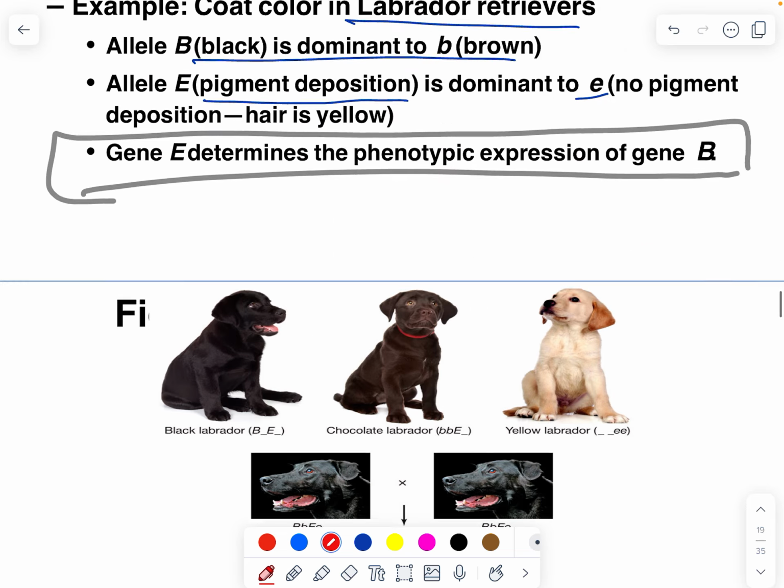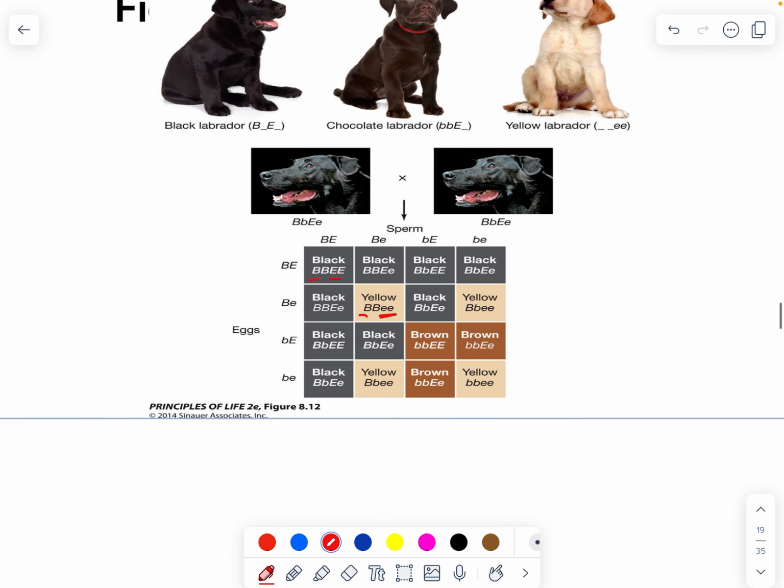Because the pigment deposition gene is not being expressed in a dominant way. So it's probably not making an enzyme protein correctly. So capital B, little e. So you have to have a capital E to get black, and you also have to have the capital E to get brown, but brown is 2 little b's. Okay? So this is, again, epistasis.